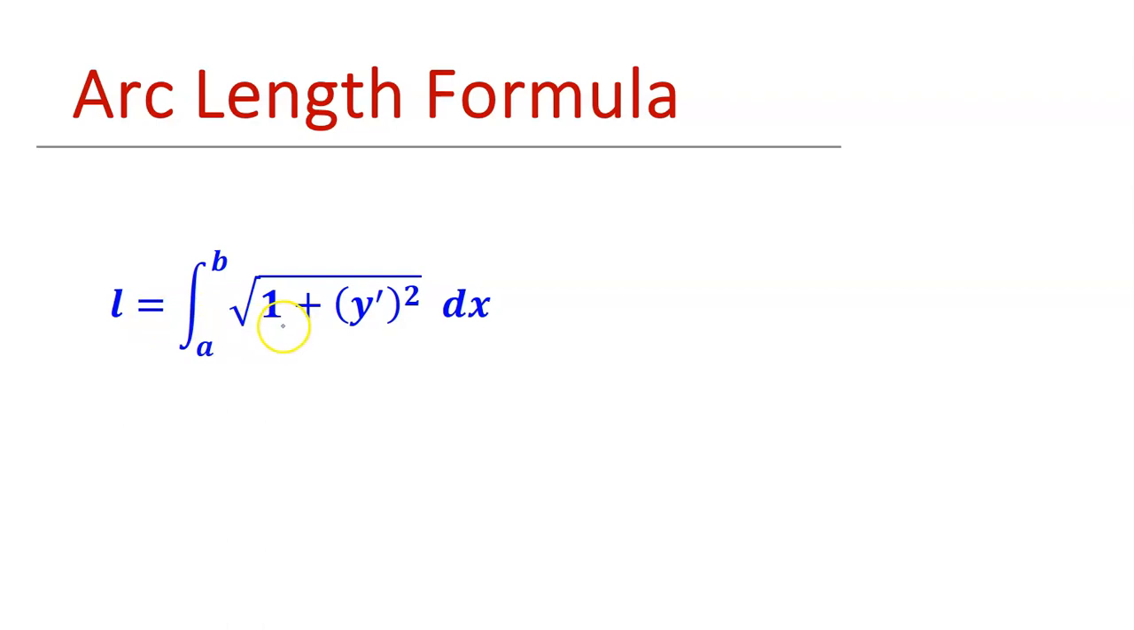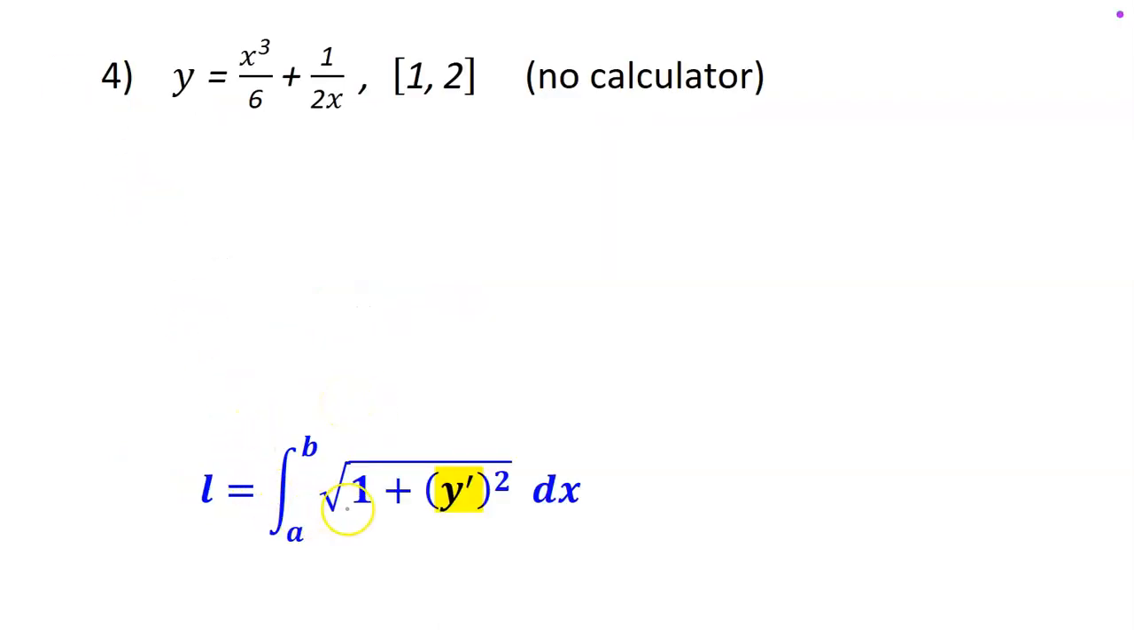This is the formula for the length of curve y from x equals a to x equals b. And here's the version of the formula written with respect to y. Pause the video and memorize these formulas if you have not memorized them already. In order to set up this formula, we are going to need the derivative, y prime.